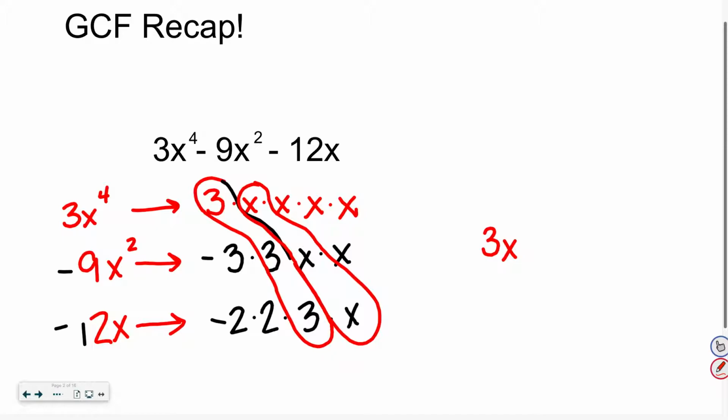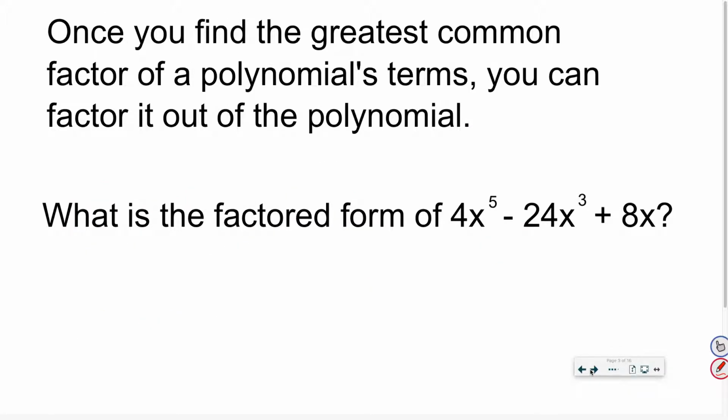And we started with that yesterday. Now today, we're going to fully factor this polynomial. It is half the battle to find the greatest common factor, but we still need to find everything else that's left. Okay? So once we find the greatest common factor, we can actually factor it out. Just like distribution is a type of multiplication, factoring is a type of what? It's a type of division.